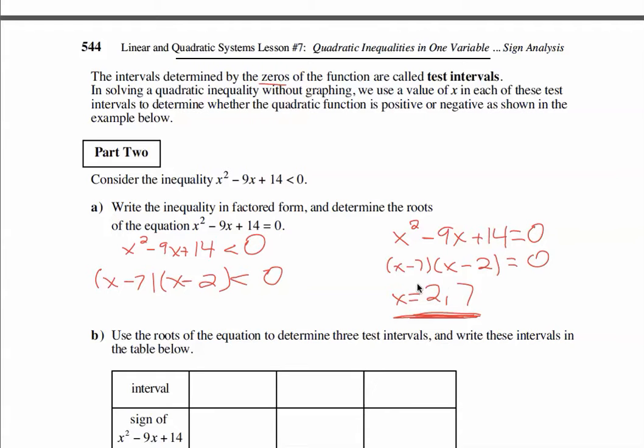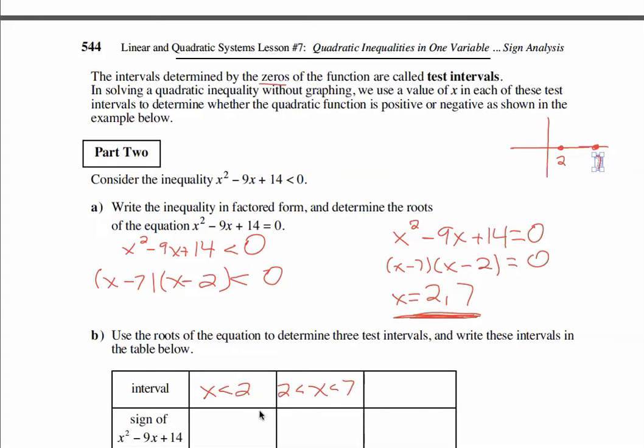Our first interval is going to be the area of the graph where x is less than the first number. So that area would be where x is less than 2. It might help to have a visual. Here I've put 2 points on our graph. We could say this is at 2 and this is at 7. So my first interval is the part of the graph to the left of 2. My second interval is going to be the part of the graph between 2 and 7.